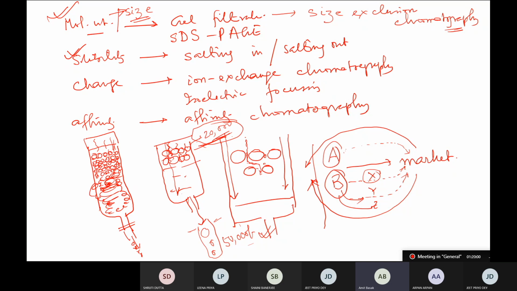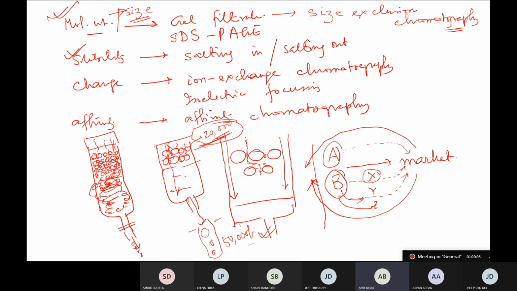Okay, is it clear to everybody, this gel filtration? This is also called size exclusion chromatography. Yes, any question here? No question. Okay.